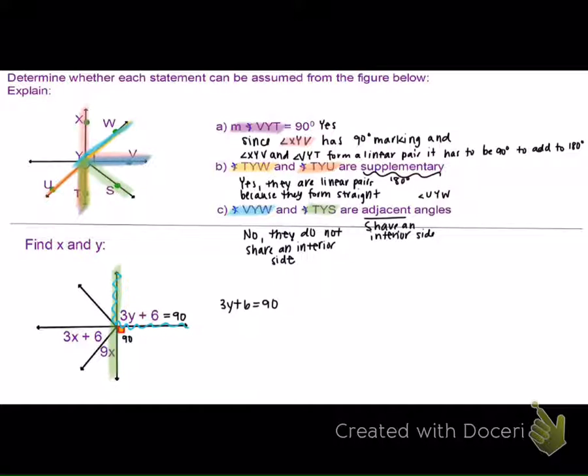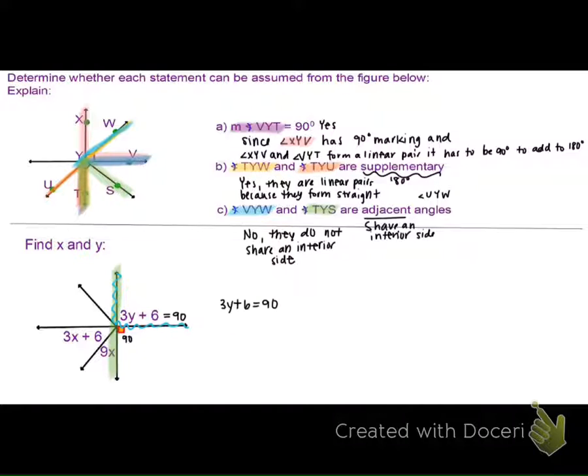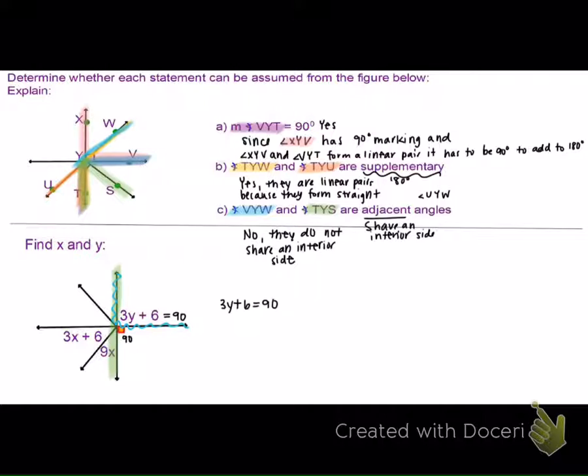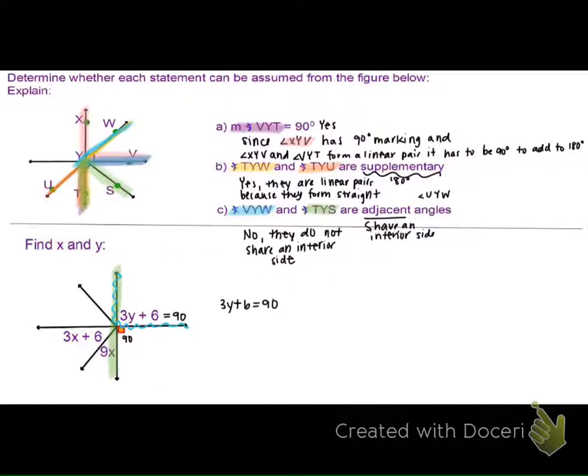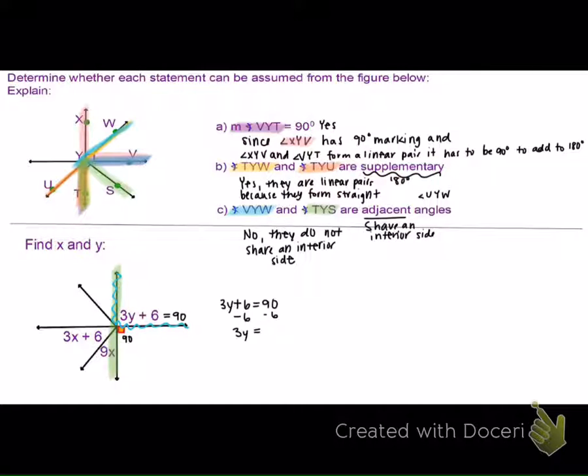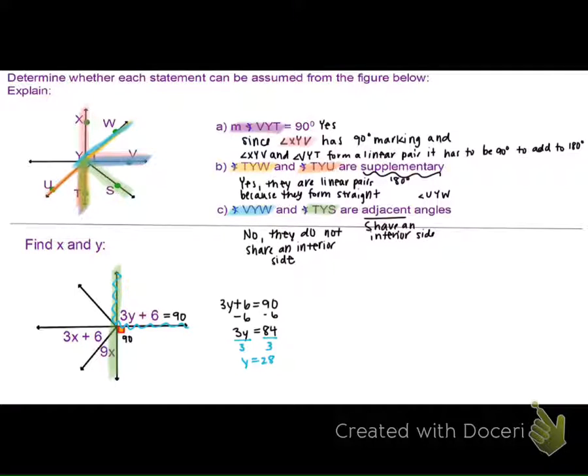Again, if this is 90 and it forms a linear pair, 90 plus 90 is 180. So that means this one that I scribbled with blue is also 90, which means that 3y plus 6 is the same as 90. So if two things are the same, we can set them equal. So y is 28.